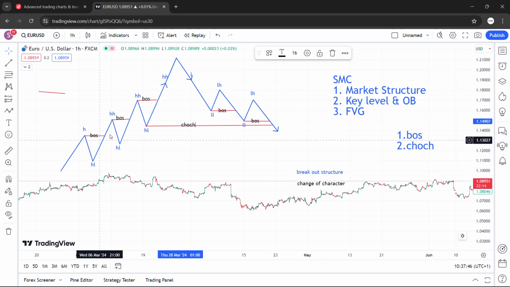So basically, this is how market structure works, and this is how it moves. I hope you understand it. Price in an uptrend creates higher highs and higher lows. In a downtrend, lower highs and lower lows. Then you first need to identify your BOS, which is the breakout structure, so that you'll be able to know that yes, price has created either a higher high or a lower low. And when there is a reversal, it's now a change of character. So basically this is how market structure works.